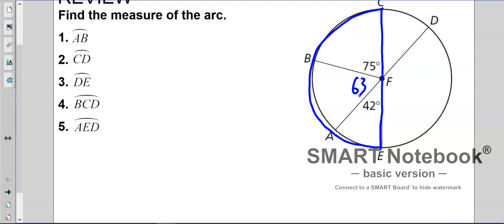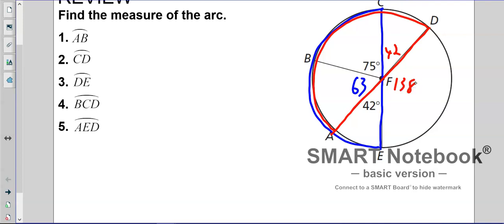Now notice, this also is a diameter, and this is also a semicircle. So now we have 2 out of 3 pie pieces, 63 and 75. If we add those two together, we get 138. If we subtract that from 180, we get 42. And if we look back at the blue semicircle, the left side, the right side is also a semicircle, meaning 180 minus 42 is 138.